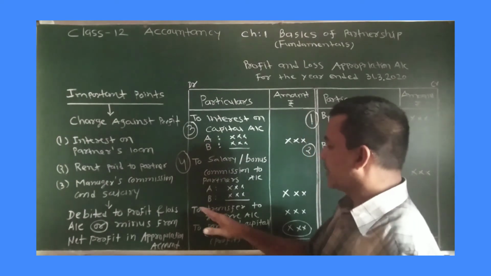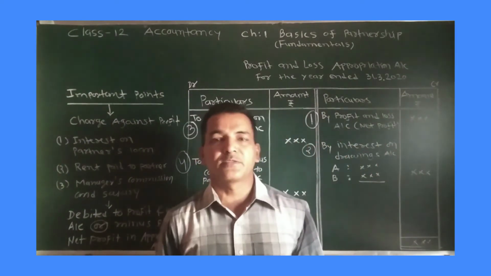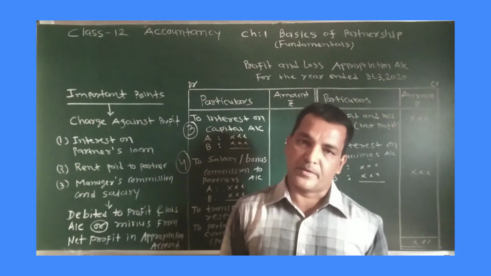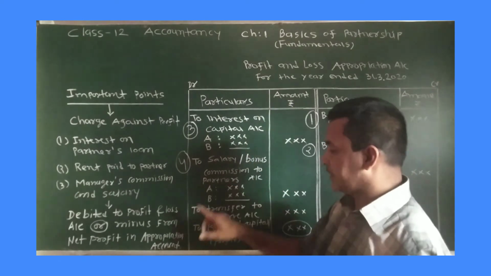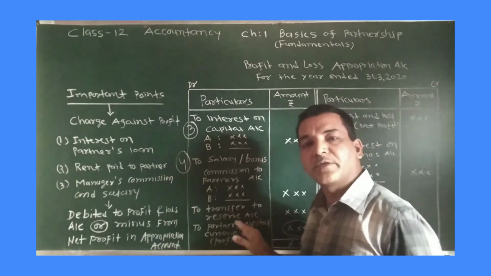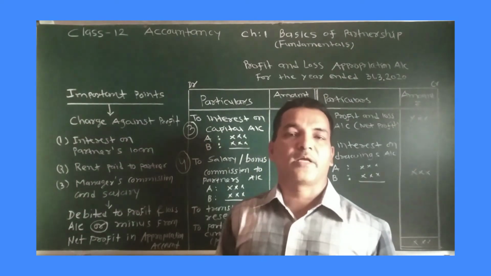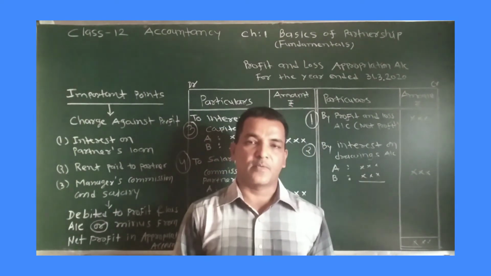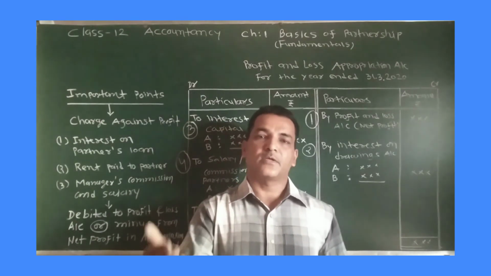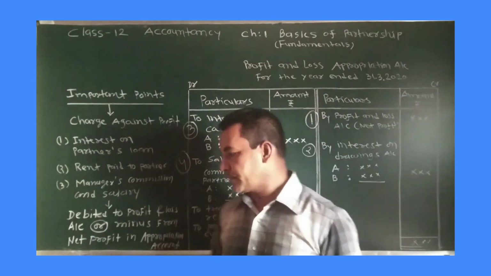Thereafter, transfer to reserve. If any amount is transferred to reserve from the net profit, then we will debit profit and loss appropriation account to reserve account. So for example, 10,000 rupees transferred to general reserve, then you will write profit and loss appropriation account debit to general reserve 10,000 rupees. And in this way, you will pass the journal entry.